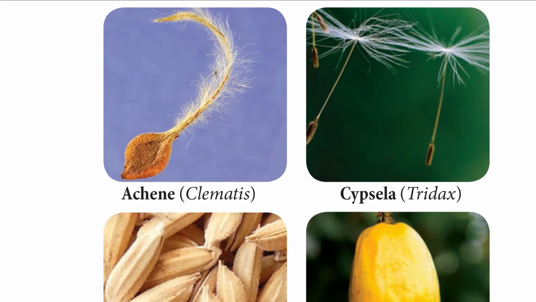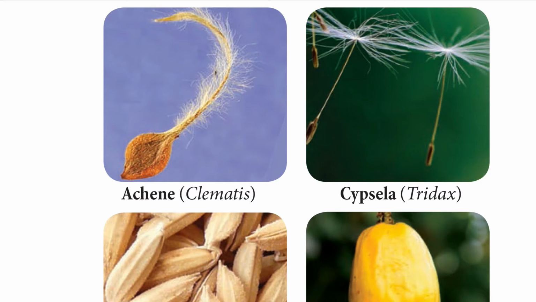It develops from the single carpel superior ovary, and achene develops from the apocarpous pistil, where the carpels will be free and the fruit wall is free from the seed coat. The seed will be inside the fruit wall and it is free. Example, Clematis. The second type is called cypsela, example Tridax.